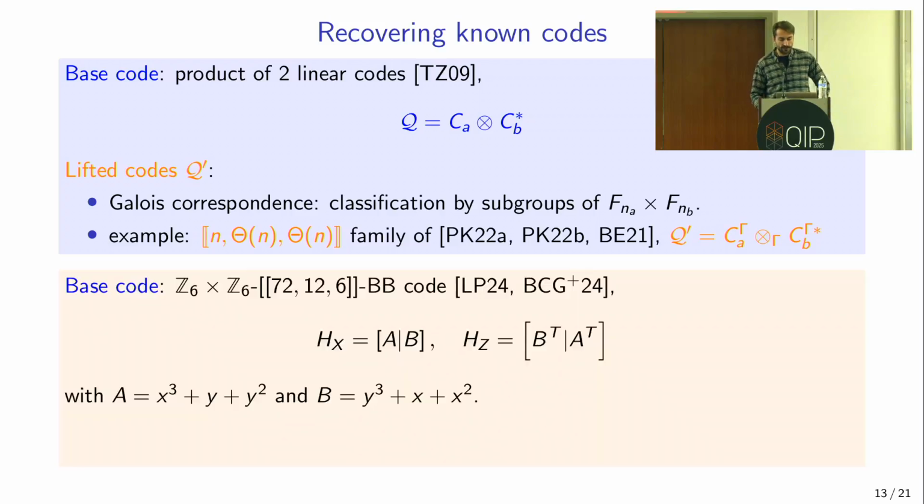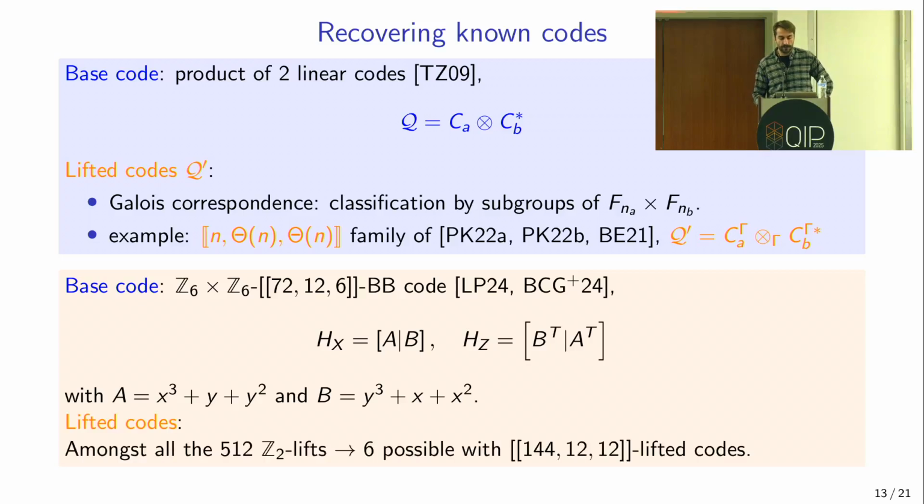Okay, let's look at another example. If you input this Z6 times Z6 BB code, well, you can generate all the 512 degree 2 lifts of this code, and you can find 6 possible lifted codes which have parameters [[144, 12, 12]], so the parameters of the gross code. Okay, so this is just to show you that the lift is, in fact, familiar to you, even if you don't know it.